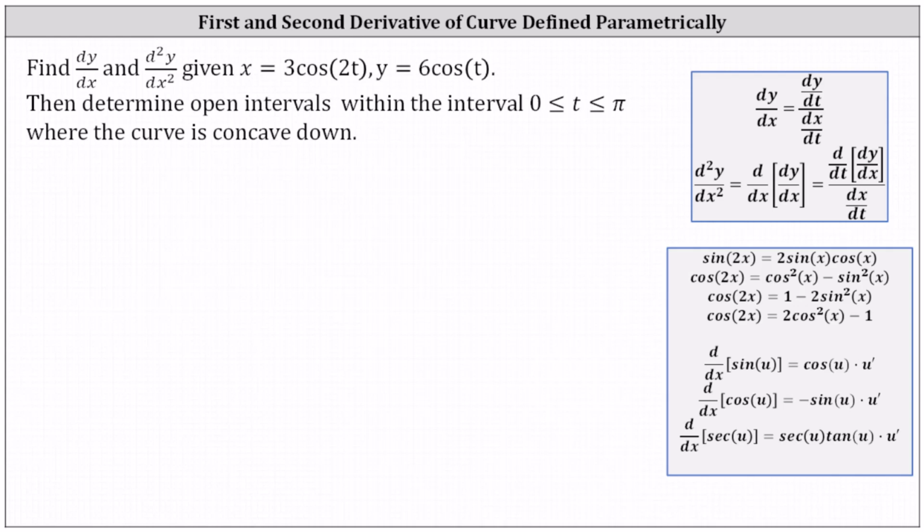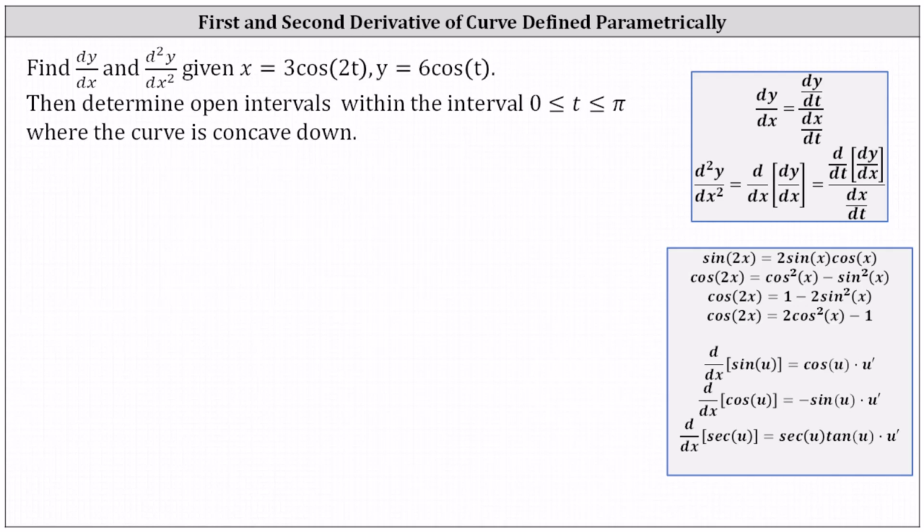We want to determine dy dx and the second derivative of y with respect to x, given x equals 3 cosine 2t and y equals 6 cosine t. Then determine the open intervals within the interval from 0 to pi, where the curve is concave down.